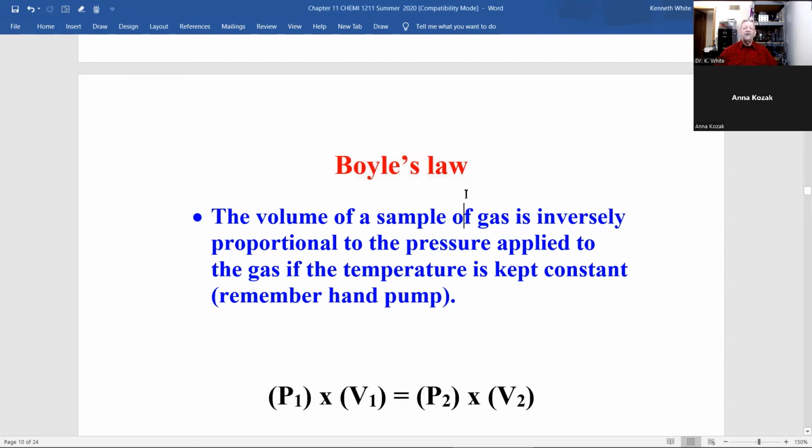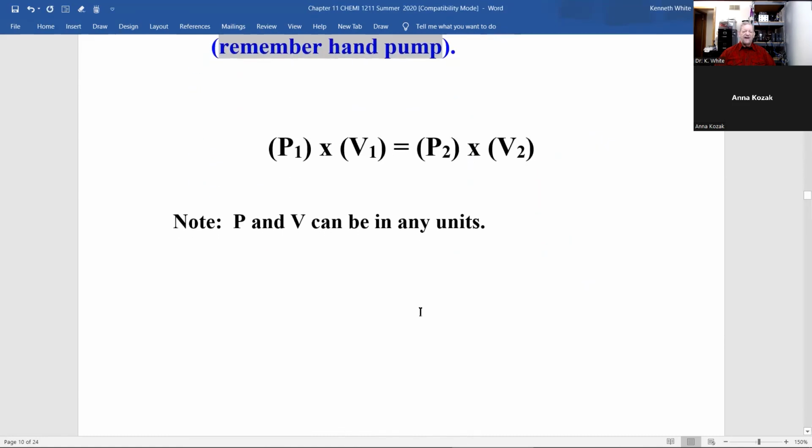All right, now I will never ask you what in words is Boyle's law. Boyle's law is: the volume of a sample of a gas is inversely proportional to the pressure applied to the gas if the temperature is kept constant. And I won't get it today, but Monday, remember the hand pump. Now, Boyle's law is P1 times V1 equals P2 times V2.